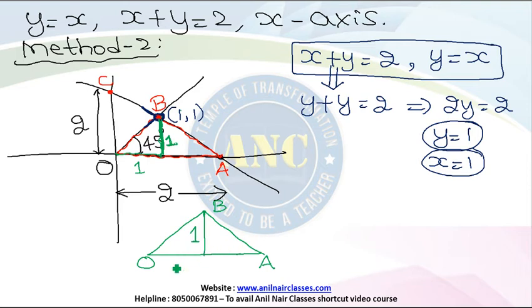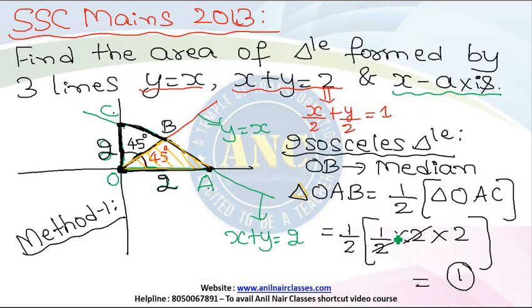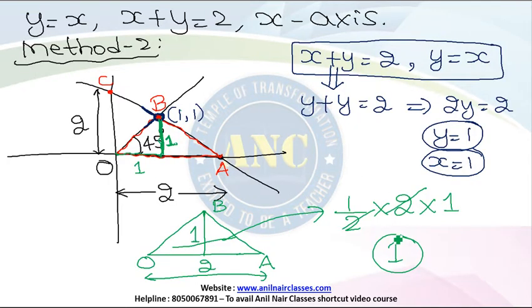That means this entire value of OA is 2. Height is 1. The area of this entire bigger triangle is half into base into height. Base is 2. Height is 1. So 2 cancels, you are left with 1, and that is what we got in method 1 also. Method 1 is by the method of geometry. Method 2 is by finding the coordinates of the point using coordinate geometry. You use whichever method you are comfortable with. You will definitely get the same answer as long as you take care of your calculations.